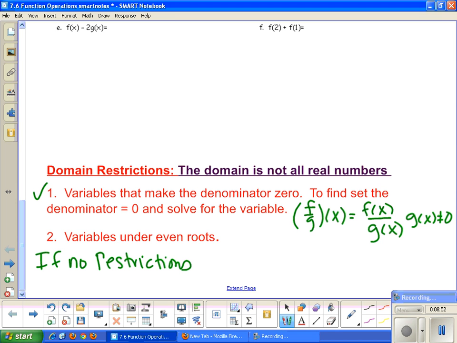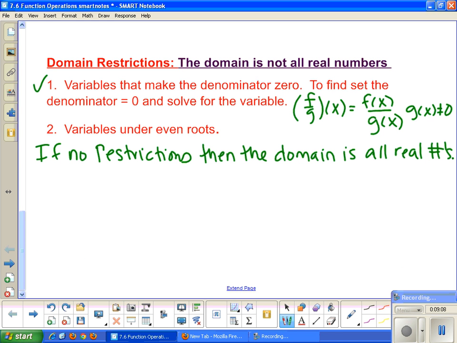So if you don't have any of those restrictions above, then the domain is all real numbers. The symbol that we use for all real numbers is you draw two lines and then make an R. So this is just the symbol, and again, it means all real numbers. That's the symbol you're going to see me writing down.